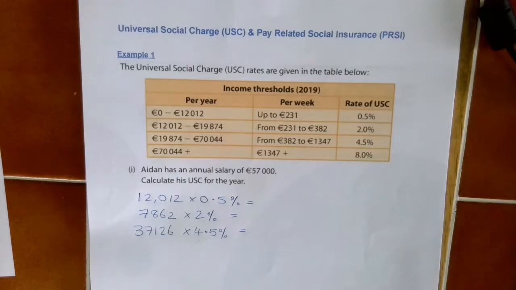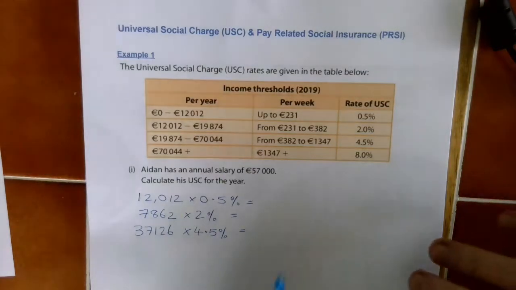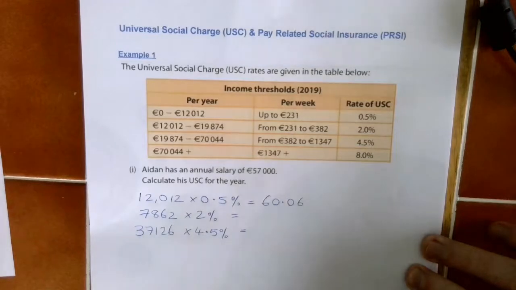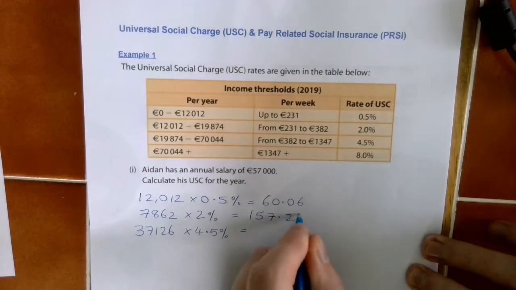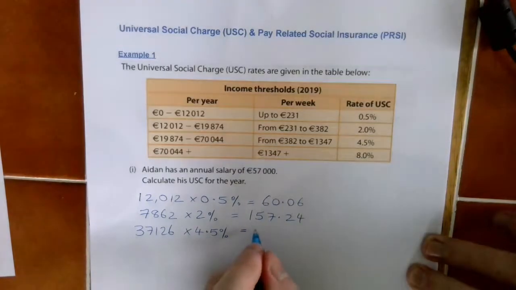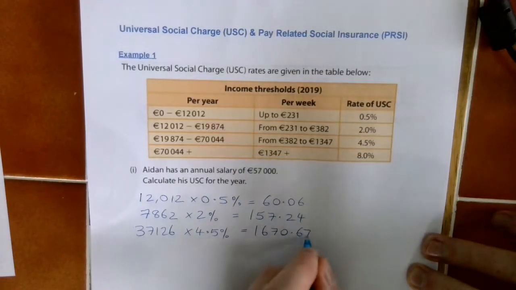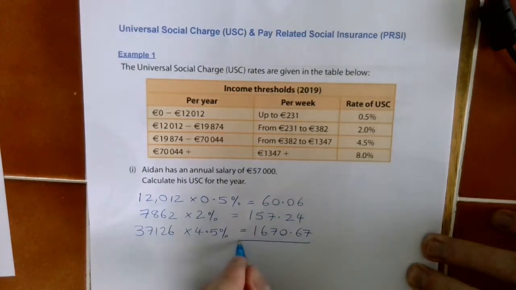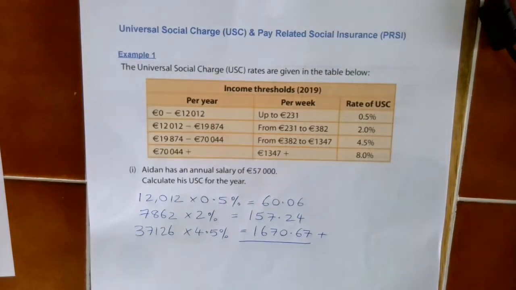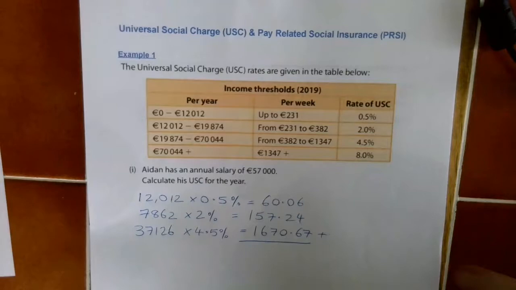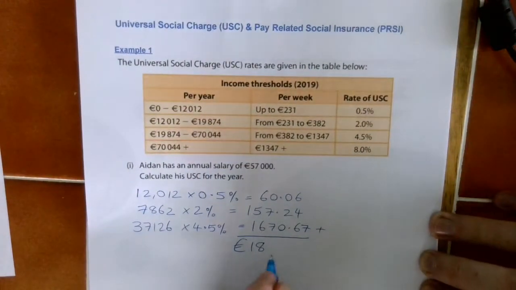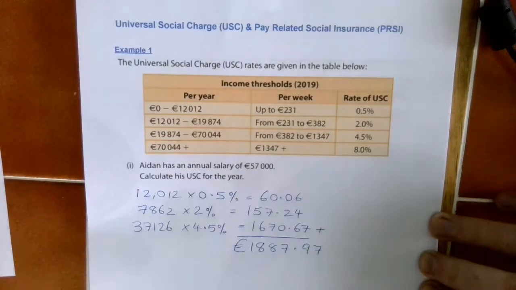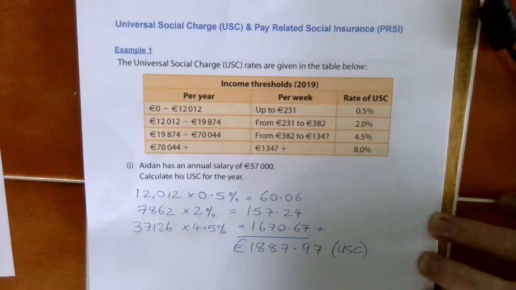And the first one, just calculating it in the calculator, you can see that the answer is €60.06. The second one is €157.24, and then the last one is €1,670.67. Now to calculate the total USC for the year, we need to add all of those three values together. So to add them up, you get a total of €1,887.97. Okay, so make sure always round money to two decimal places.